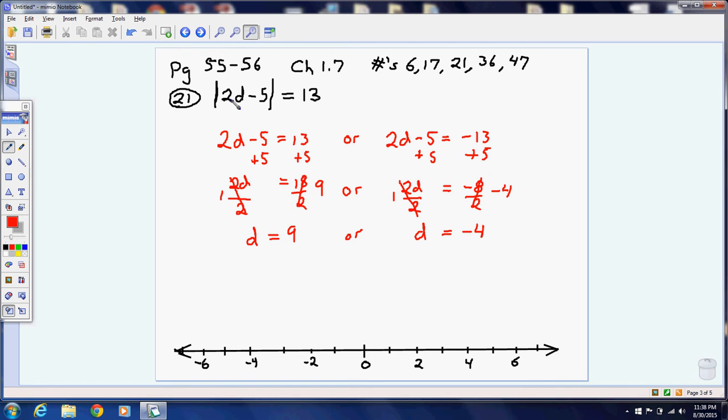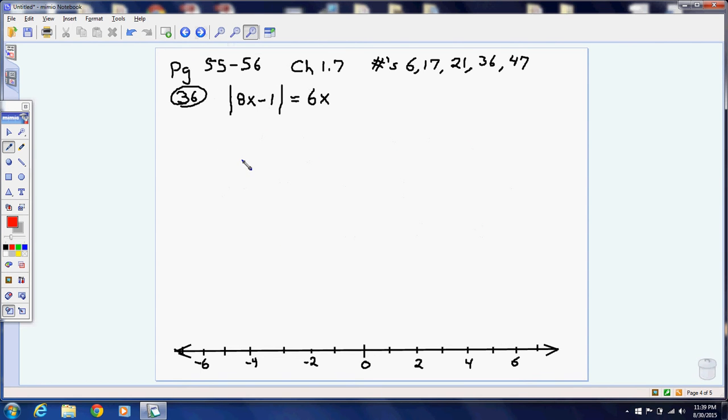Let's double check that answer. 2 times a negative 4 would be negative 8. Minus another 5 would give us negative 13 inside absolute value brackets equals 13. So we're good there. All right, number 36. It asks us to solve the equation and check for extraneous solutions.